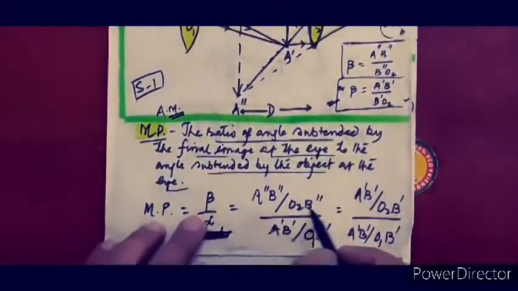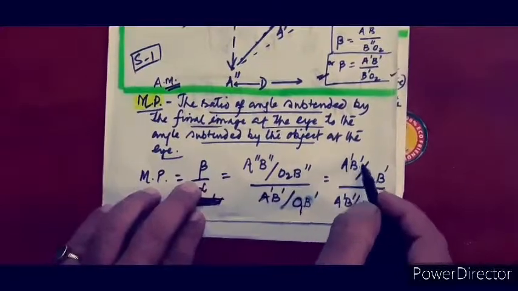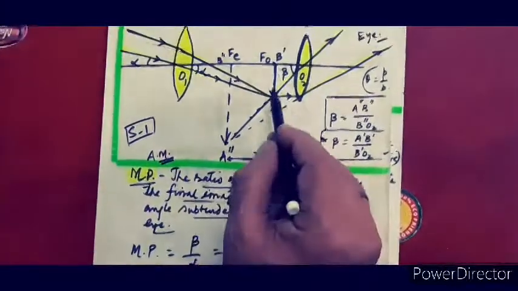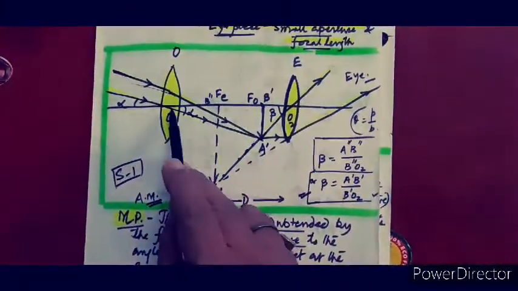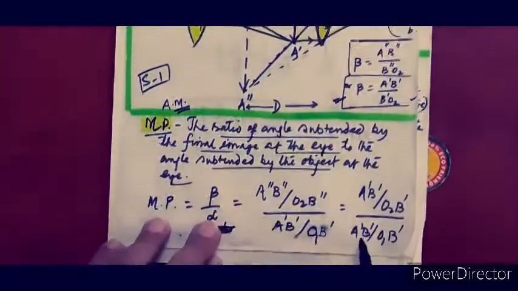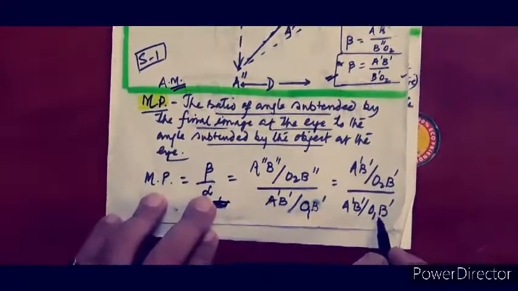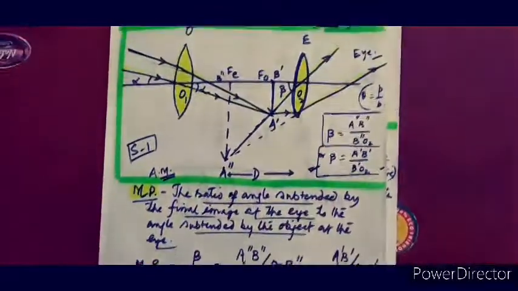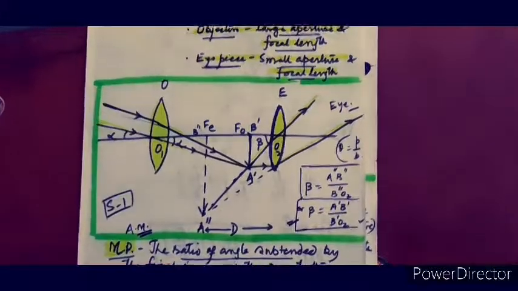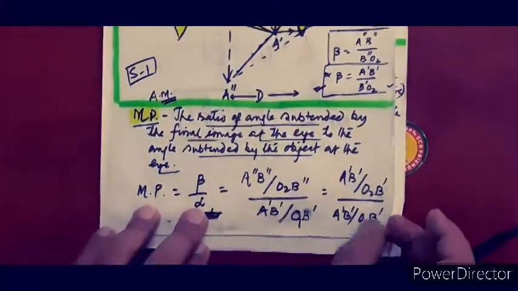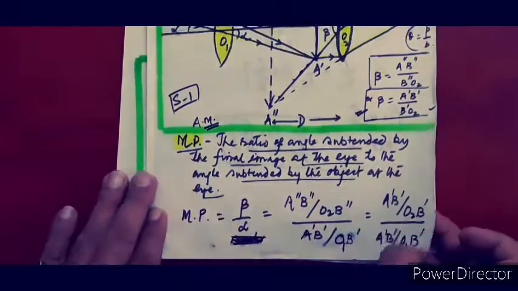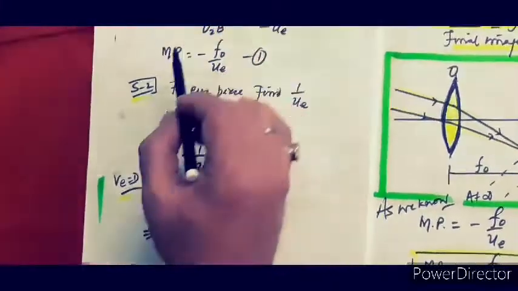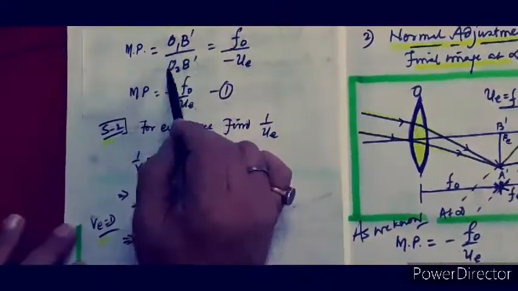So beta is equal to A dash B dash by O2 B dash. Similarly, alpha is equal to A dash B dash by O1 B dash. This is simple geometry. Now here we see A dash B dash is going to cancel. So what is left here? Magnifying power is equal to O1 B dash by O2 B dash.